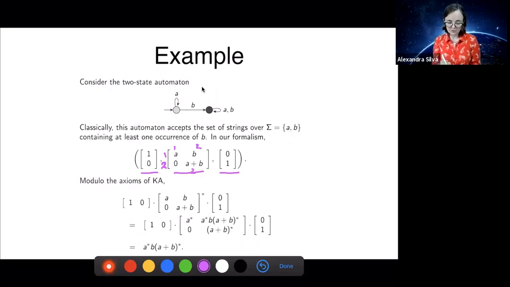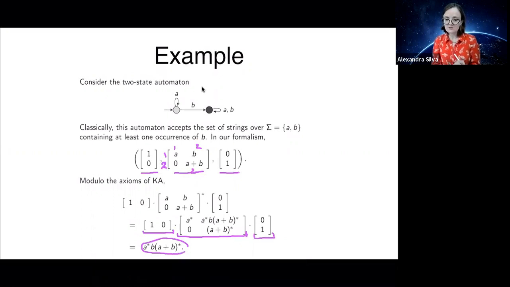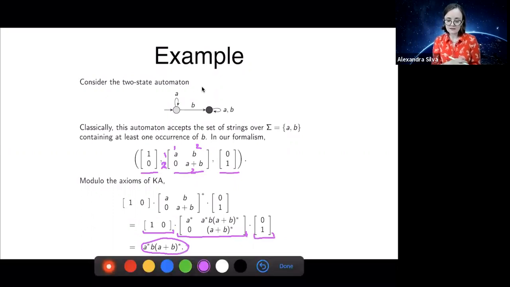And then you can compute the star of this matrix. And you will see that this is the star of the matrix. And if you now multiply by the initial and final vectors, you end up with this regular expression, A star B, A plus B star, that basically accepts all words with at least one occurrence of B. Okay, so this is a sort of neat trick from Kleene algebra.